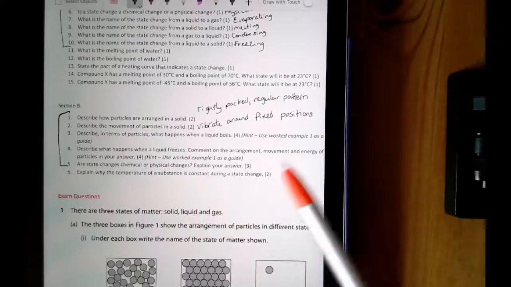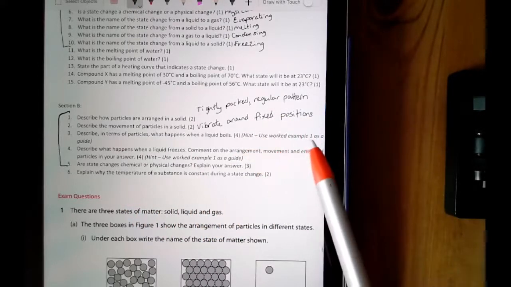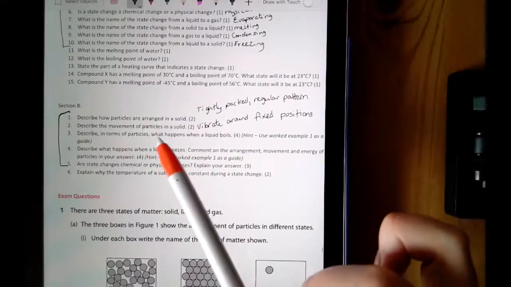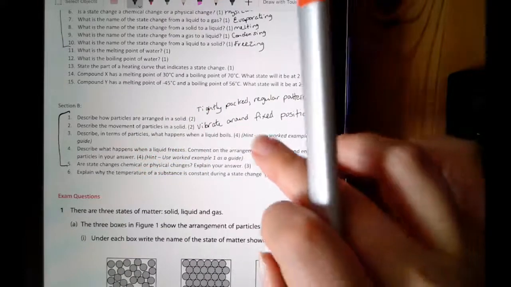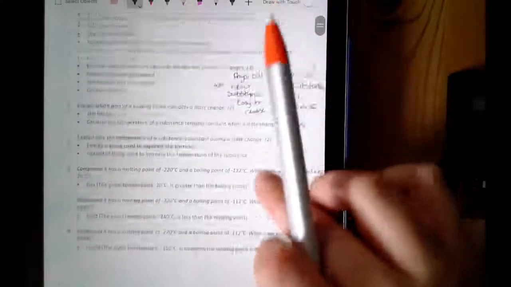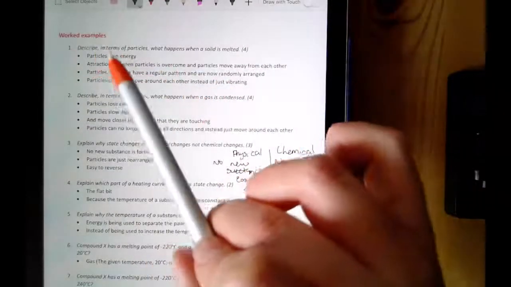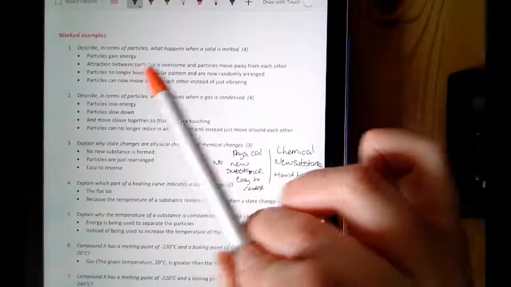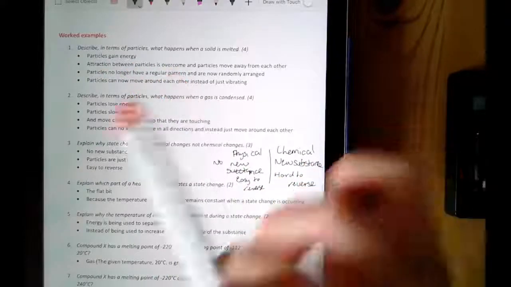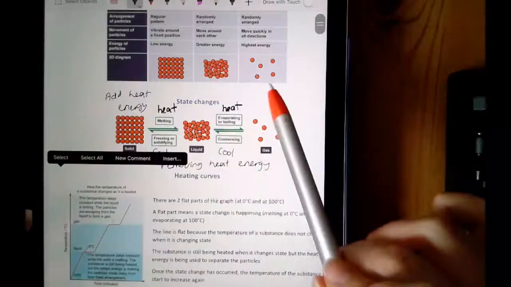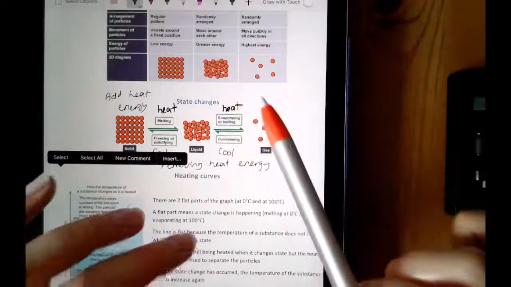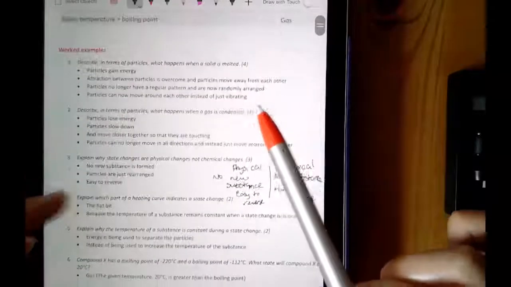For 3, you're going to go back up and use worked example 1 that asks you to describe, in terms of particles, what happens when a liquid boils. And similar to my example in number 1, if you're boiling a liquid, then the particles are going to gain energy. You're going to overcome the attraction between the particles and the particles will move far away from each other. So you're going from a liquid to a gas. They need to gain energy and move further away from each other.